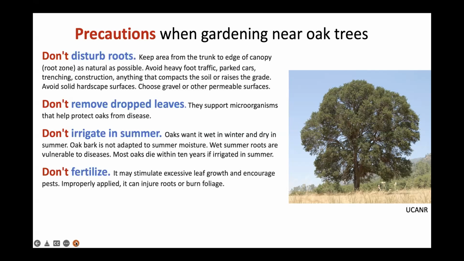Do not fertilize oaks. They typically don't need it, and it can stimulate excessive leaf growth and then encourage pests who want to come and chomp on that leaf growth. Improperly applied, also, it can injure the roots or burn the foliage.